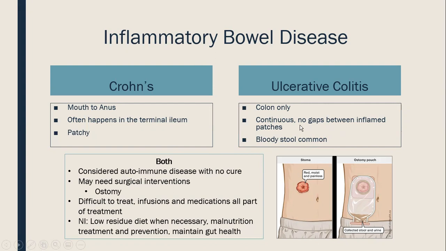Bloody stools are common because so much of our GI tract is inflamed and irritated that it's easy to cut or draw blood from it. They're both considered autoimmune diseases with no cure, and on rare occasions, surgical intervention where an ostomy is required. Instead of using the colon that's so badly damaged, we create an artificial incision and remove waste through it into an ostomy pouch, which collects all the stool and urine, everything that would have been in our GI tract that we're no longer able to pass safely.